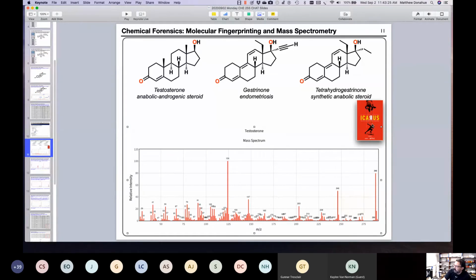I have this picture here of Icarus, a documentary on Netflix about steroid use that the Russians were using for the Olympics. So why do I say chemical forensics? This is the fingerprint of testosterone. I know I don't have a stack plot, but this does look different from the ethinyl estradiol.